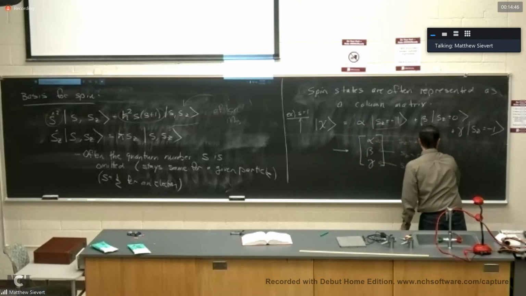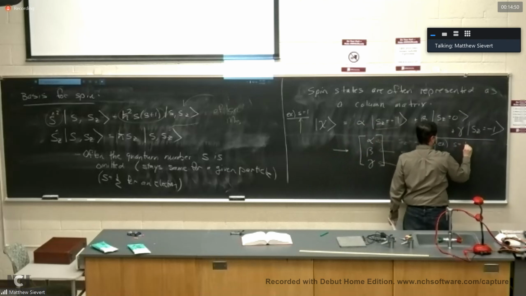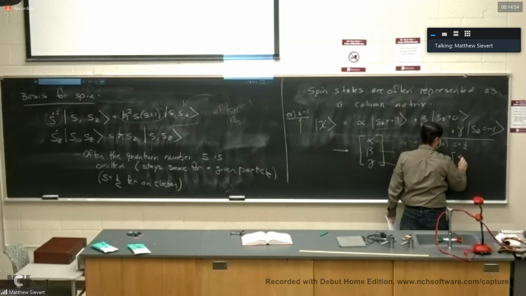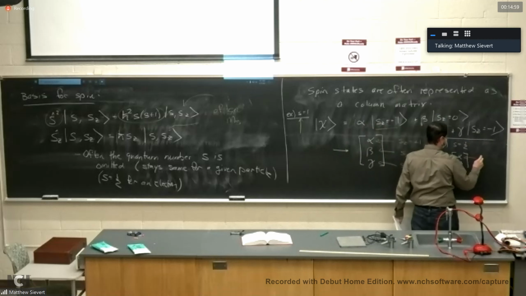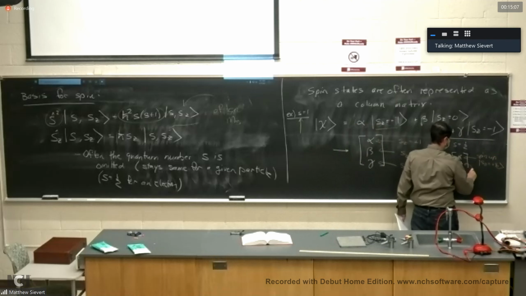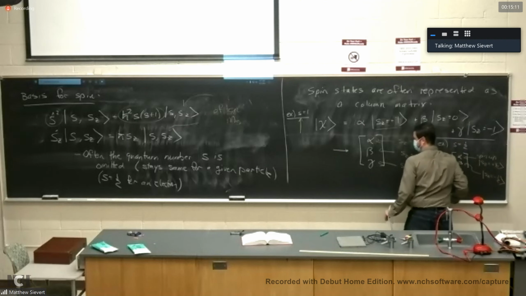And similarly, just squeeze it in here in the corner, for spin 1/2, you'll often represent the spin state as just a 2-component column vector alpha beta, where alpha is the spin up state, meaning this is the amplitude for SZ equals plus 1/2, and this one is the amplitude for SZ equals minus 1/2.